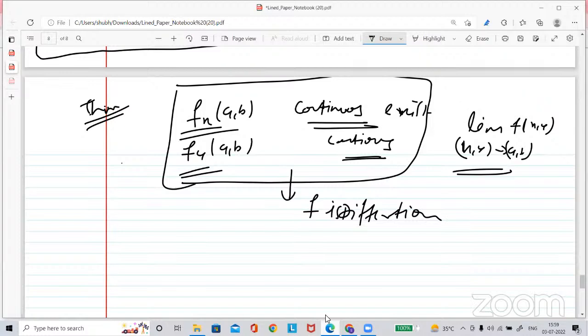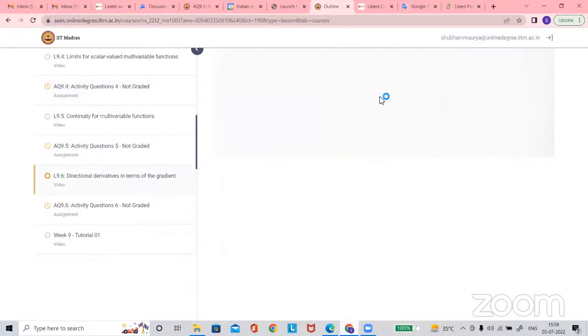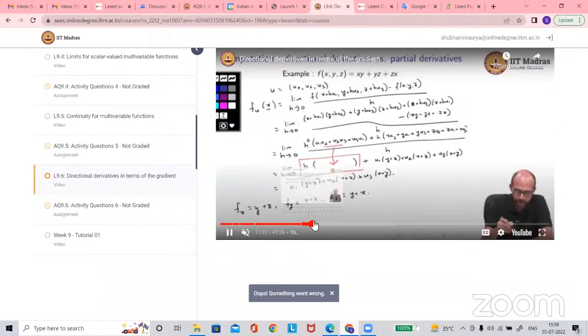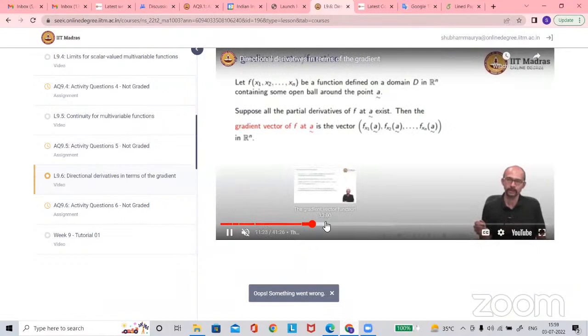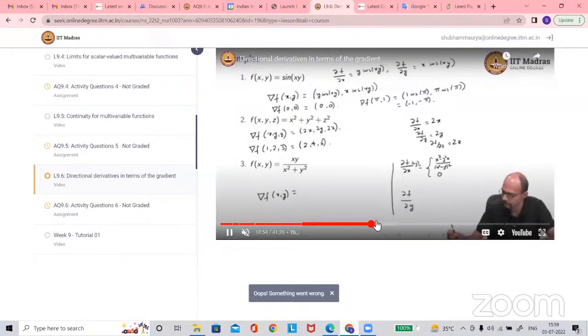Okay, sir. Even for the gradient vector, sir has told that if all partial derivatives of f exist, then the gradient vector is the combination of those. Not only existence, sir also told about continuity, for which he talked about directional derivatives. He said if it exists and is continuous, then for every vector the directional derivative exists. For the gradient vector he said if the partial derivatives exist, then the gradient vector exists. I'm not sure if I understood correctly.